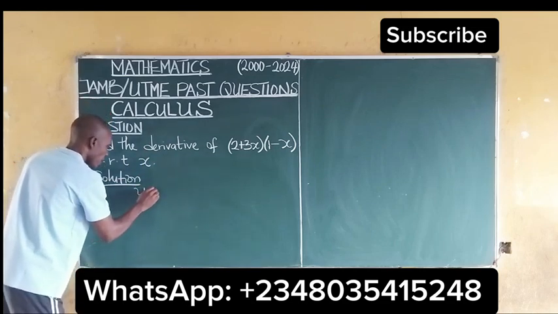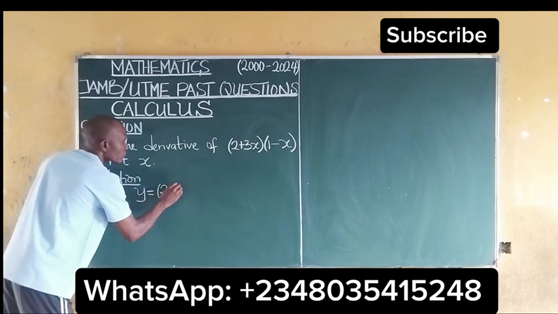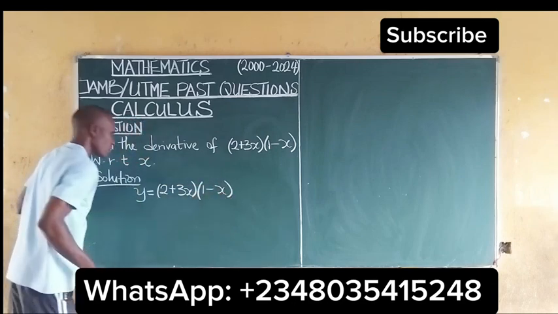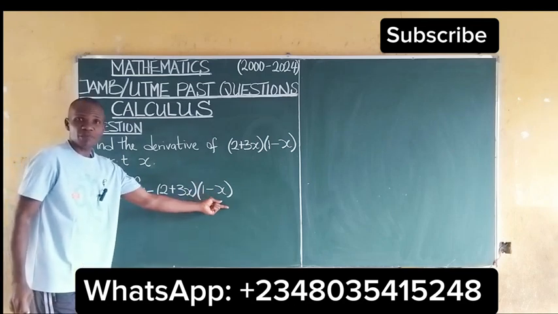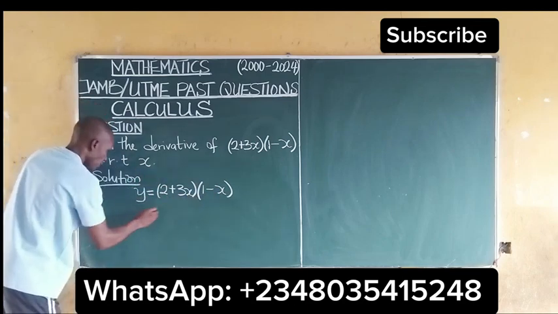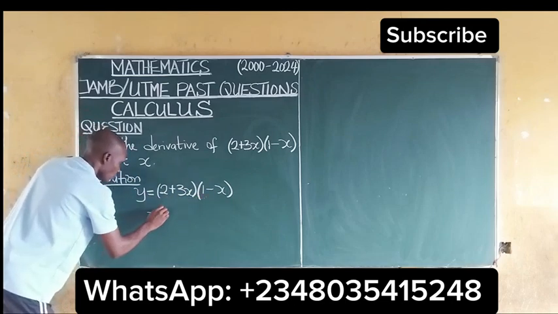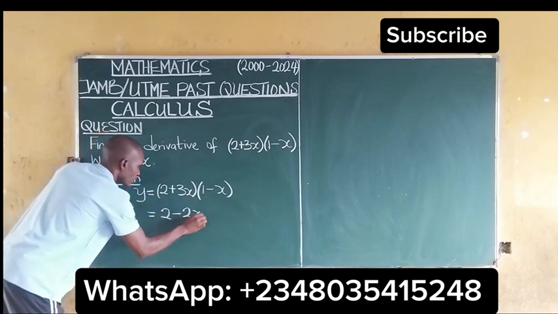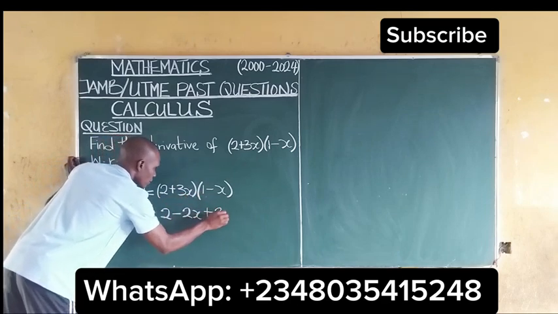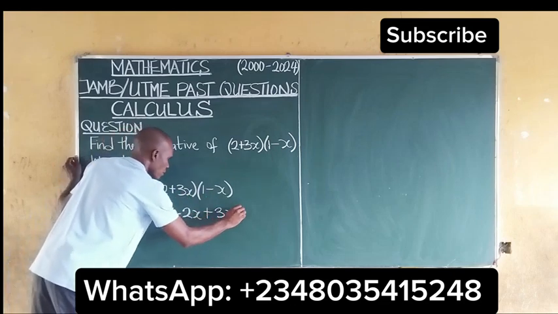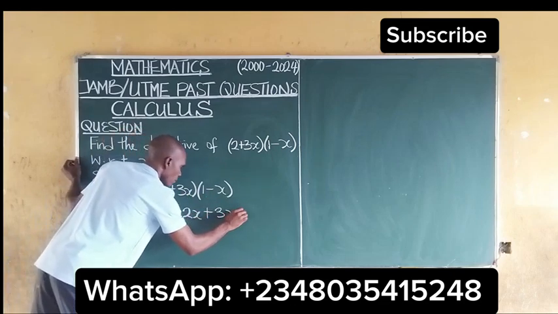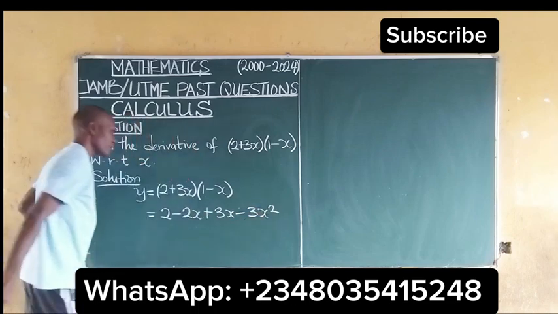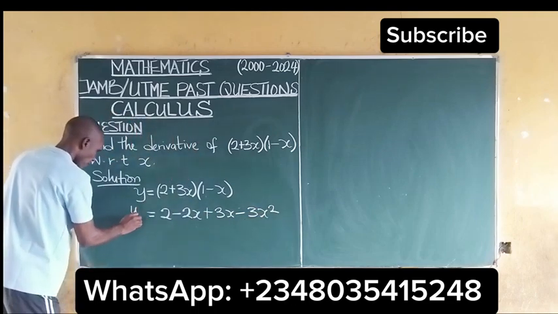It simply means that y is equal to 2 plus 3x multiplied by 1 minus x. The first thing to do is to expand this bracket before we take the derivative. So expanding this bracket, 2 multiplied by this, we get 2. 3x multiplied by this, we get plus 3x. And this multiplied by this, we get minus 3x squared. So this is what we get, which is y.